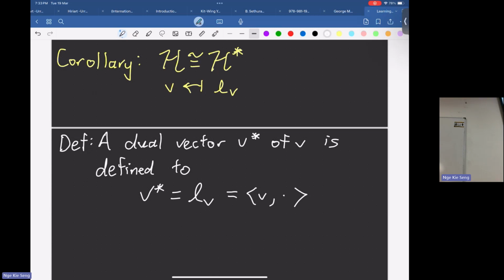Before we take a break. Should we take a break? Any question before we go into the postulate of quantum mechanics?